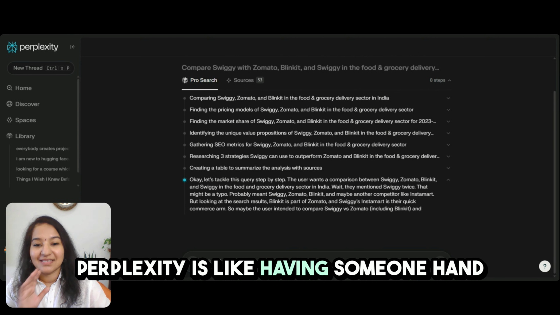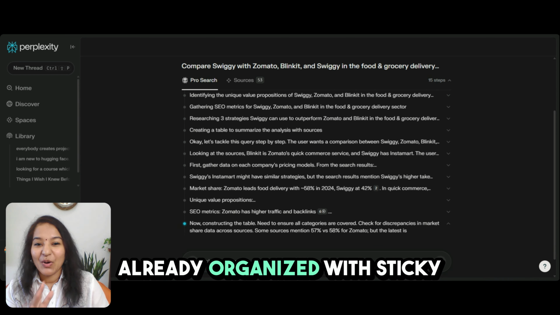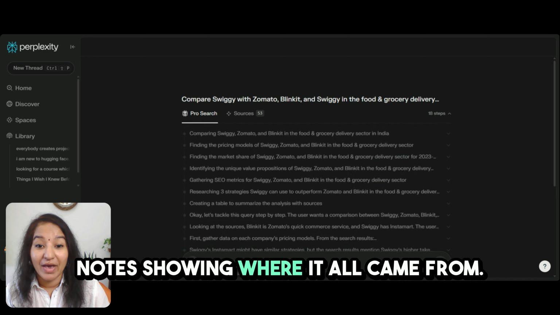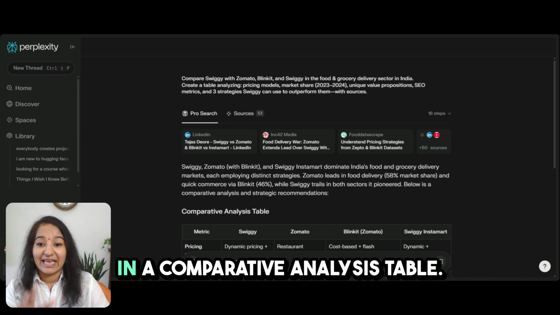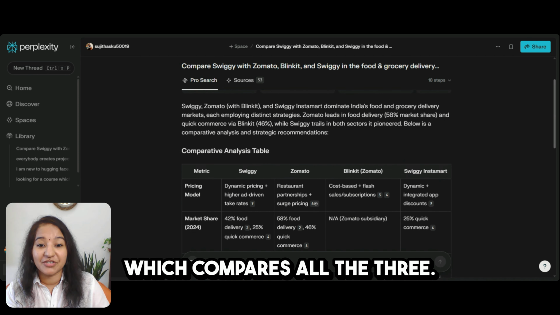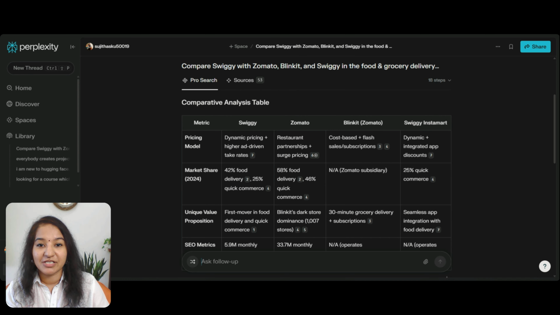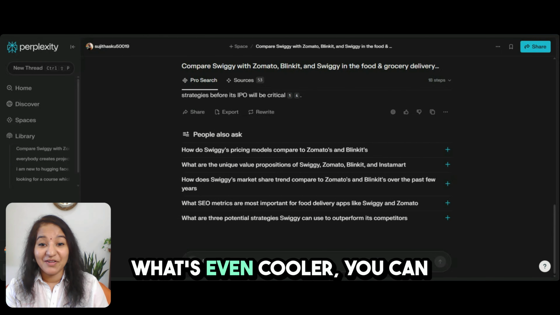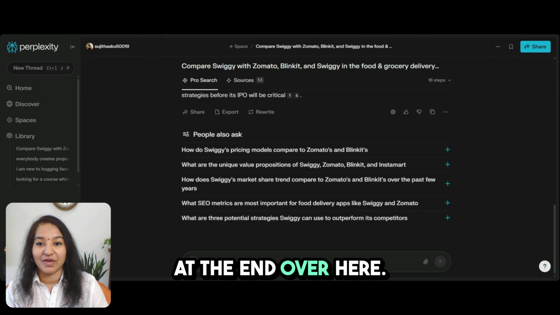Perplexity is like having someone hand you exactly the information you need, already organized with sticky notes showing where it all came from. Just look at that. We have the entire information in a comparative analysis table, which compares all the three marketers or competitors together. Just look at that. What's even cooler, you can ask follow up questions right at the end over here.